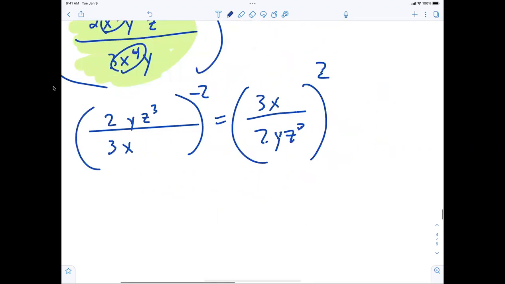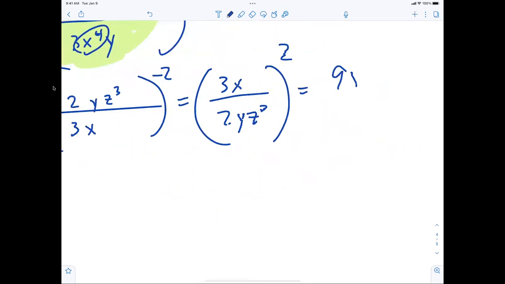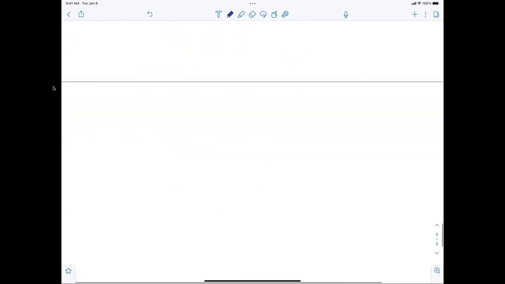Okay, now when I square that, that becomes 9x squared over 4y squared z to the 6th. Why is it 6? Because 3 times 2 is 6.